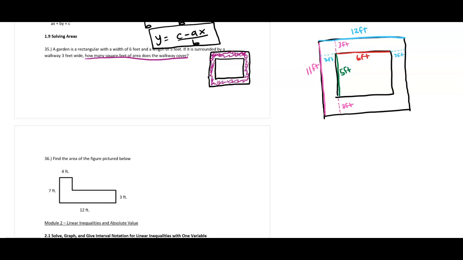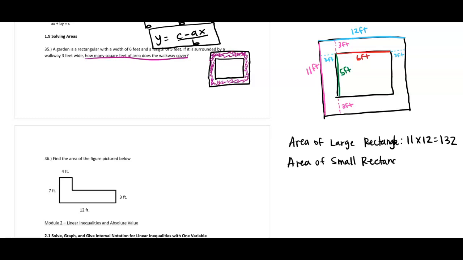So if I find the area of the large rectangle, that's going to be 11 times 12, which is 132. But then I also want to know the area of the small triangle, or let's say rectangle, which is 5 times 6, and that's 30.